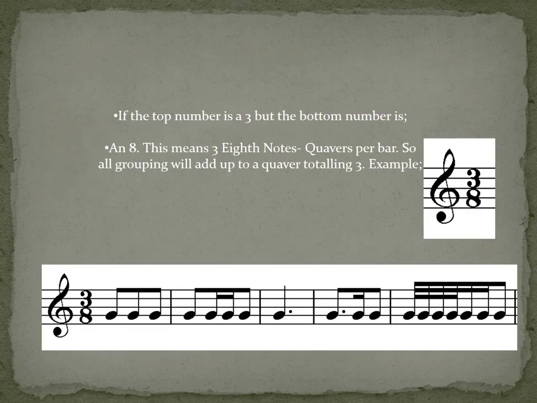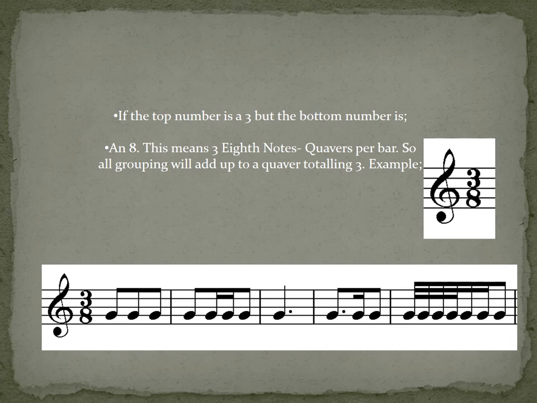So using as an example, the top number being a 3, simple triple, 3 beats to a bar, but this time instead of the number 4 indicating crotchets or quarter notes, we have a number 8. This means that there's going to be 3 eighth notes, or the equivalents, per bar. So all the groupings will add up to a quaver totaling 3 quavers. And here's an example below.